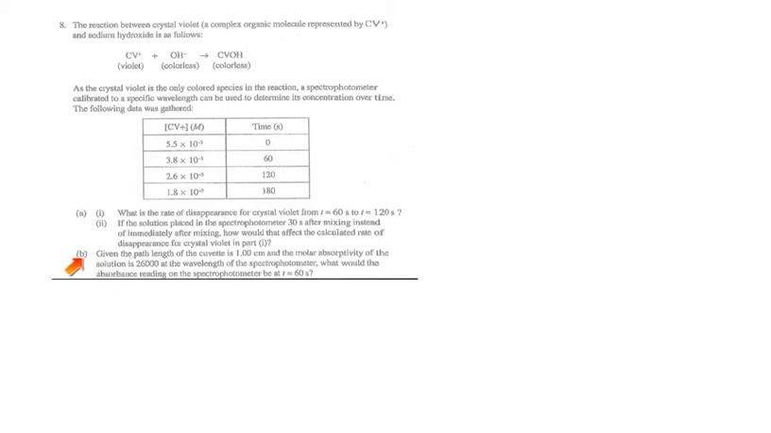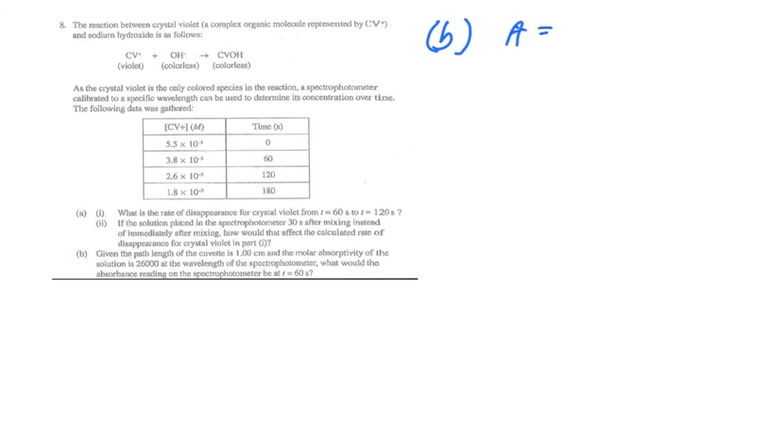Alright, and here in part B I jumped the gun earlier and sort of taught you about Beer's law. They're doing it backwards. Look at that. Beer's law shows up here. Given the path length of the cuvette is 1, so that's what L is going to be in Beer's law, and the molar absorptivity of the solution is 26,000, that's that little funky epsilon, what would be the absorbance reading on the spectrometer at 60 seconds? So let's write down Beer's law. Ooh, I'm so excited that we get to do this.